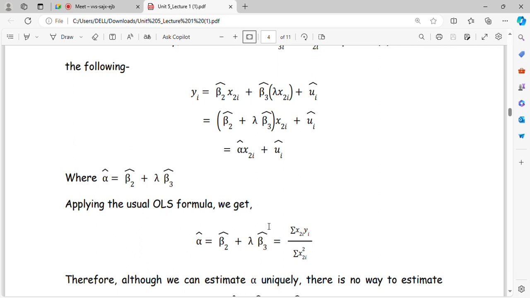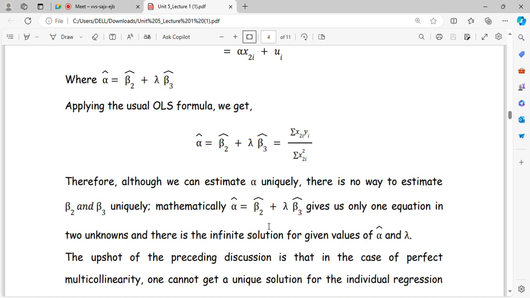This is only one equation with two unknowns, beta 2 hat and beta 3 hat. And we know that if we have two unknown variables and one equation, we cannot get the values of beta 2 and beta 3. There cannot be any unique value of beta 2 and beta 3 hat. There can be infinite solutions, right? For example, if I say x plus y equals 20, we cannot get unique values of x and y. This is only one linear equation with two unknowns. Therefore, although we can estimate alpha uniquely, there is no way to estimate beta 2 and beta 3 uniquely.